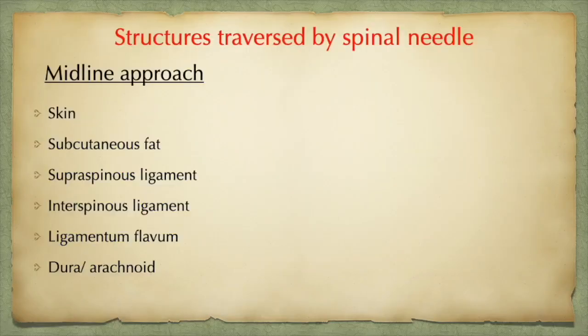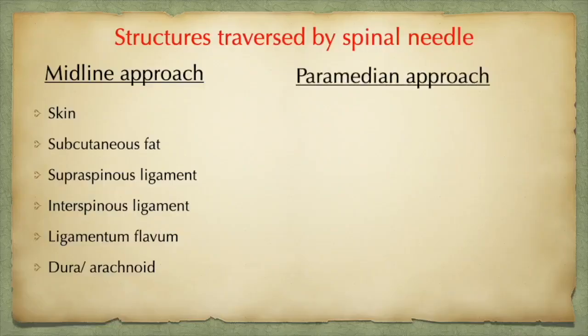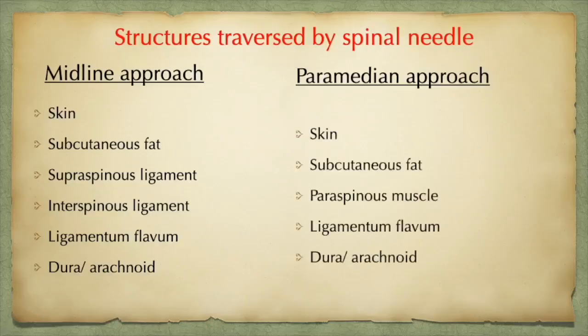These are the structures which are traversed by the spinal needle before entering into the thecal sac. The first is the midline approach: you enter through the skin, subcutaneous fascia, the supraspinous ligament, the interspinous ligament, the ligamentum flavum, and finally pierce the dura and the arachnoid, which are closely adherent together, to enter into the subarachnoid space. For the paramedian approach, everything is the same except you don't pierce the supraspinous and the interspinous ligament; rather, you pierce directly through the paraspinous muscle to reach the ligamentum flavum.